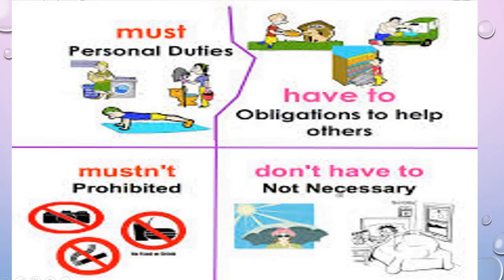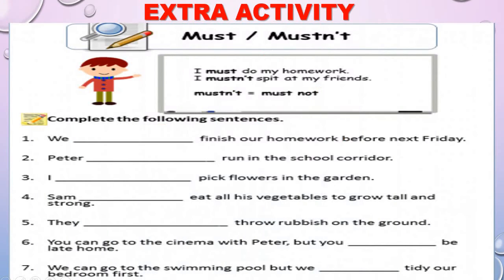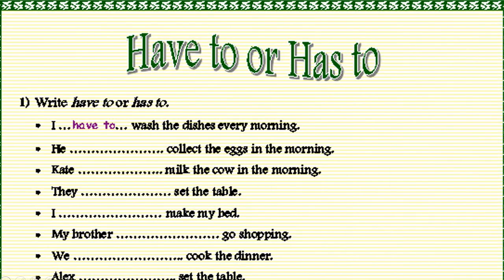This is the summary of these two modals. Must means personal duties and mustn't means prohibited. That means it is not allowed. Then have to means obligations to help others. Don't have to means not necessary. This is the first extra activity. You have to complete the given sentences using must or mustn't. Then you have to complete these sentences using have to or has to.